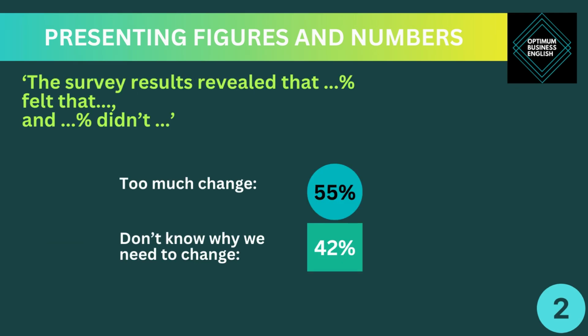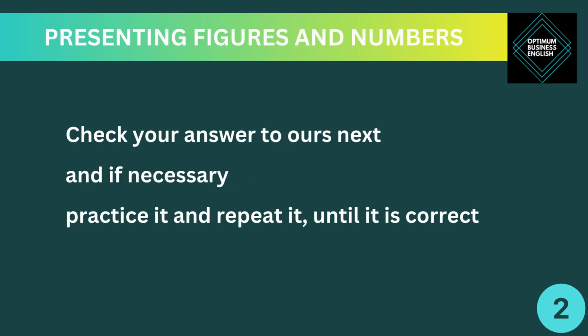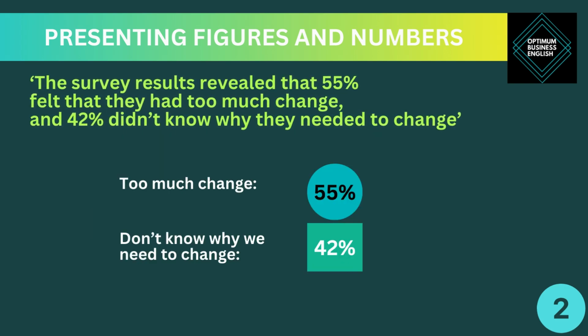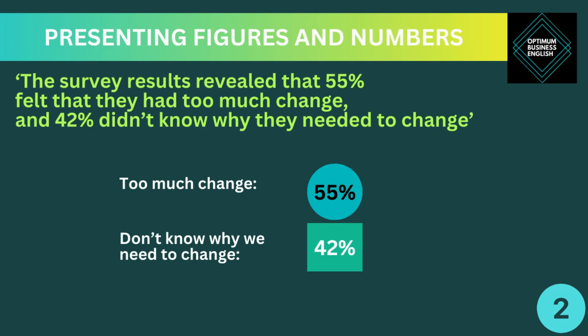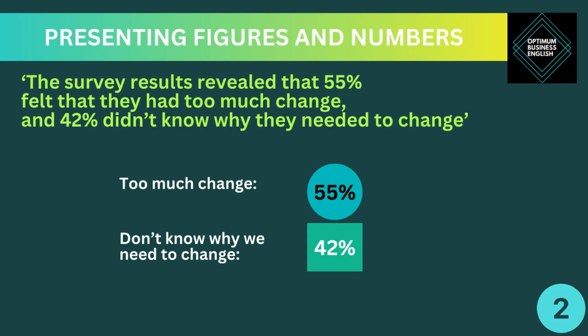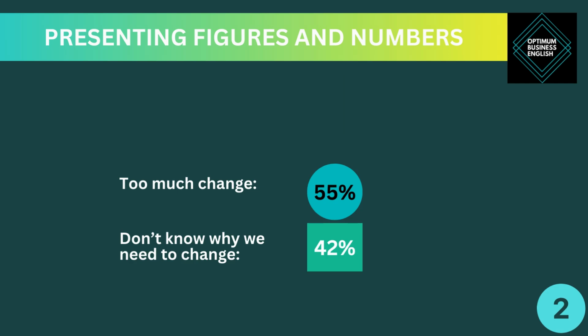And now, using the percentages in the shapes or figures on this slide, complete the sentence in green. Check your answer to ours next, and if necessary, practice it and repeat it until it is correct. The answer was the survey results revealed that 55% felt that they had too much change, and 42% didn't know why they needed to change.